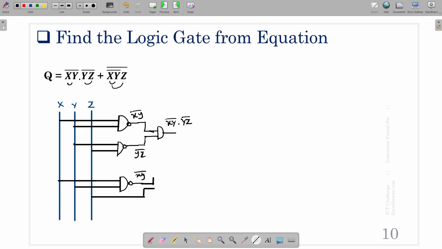So here we need another NAND gate, because of x y whole bar. One of the inputs is x y whole bar, just look at this, and the other input is z, so into z. We also have a NAND gate so we get a whole bar. Okay, so after that we have to add those values, because this is a plus operation, so we pick those values.